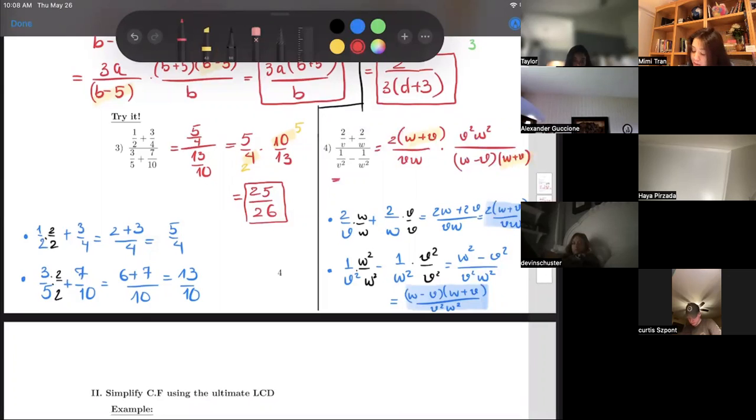What else can I simplify? I can simplify one of the V's and one of the W's, right? So that leaves me VW here, and this is just 1. So I have 2VW on the top, and the bottom is just W minus V. That'll be your final answer.